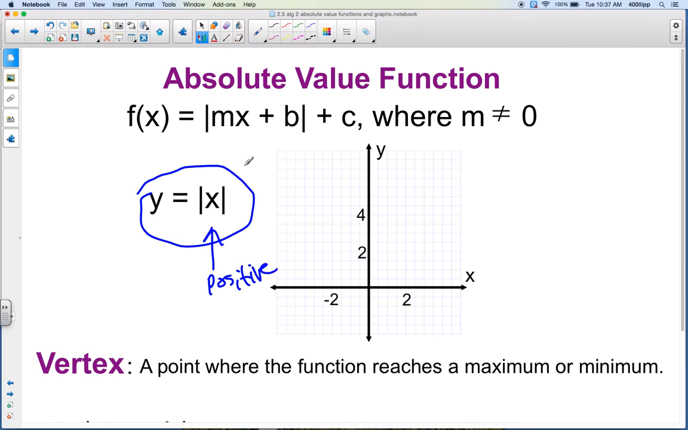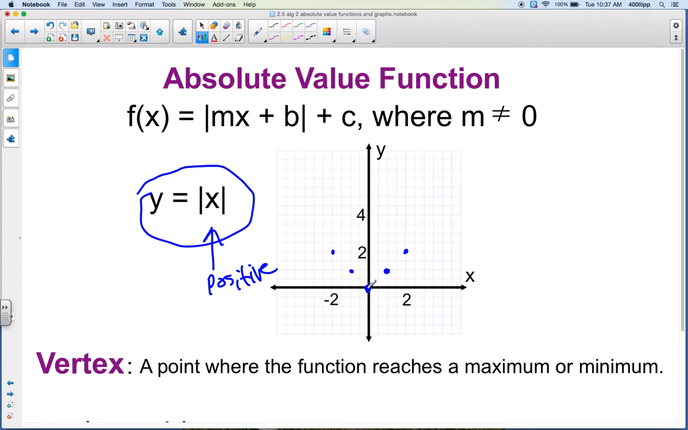Okay, so what that's actually doing is you can plug in positive and negative values for your x, but what's going to happen is the y's will all be positive. So if we're going to graph y equals the absolute value of x, we can plug in 0 and we get 0. We can plug in 1 and we'll get 1. I can plug in -1 and I'll get 1. Plug in 2, I get 2. -2, I also get 2.